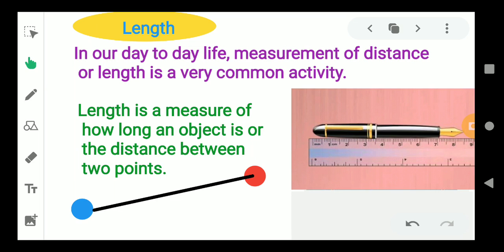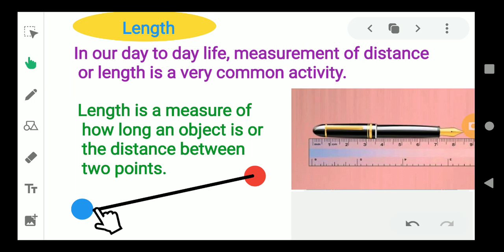Actually, what is the meaning of length or distance? Both these terms are almost the same. See, in the figure you can see two balls. One blue ball is here and one red ball also. Can you find the distance between these two balls? You may either use your scale or tape to measure the distance between them. Distance is how far one object is from the other. Actually, that is the meaning of distance.